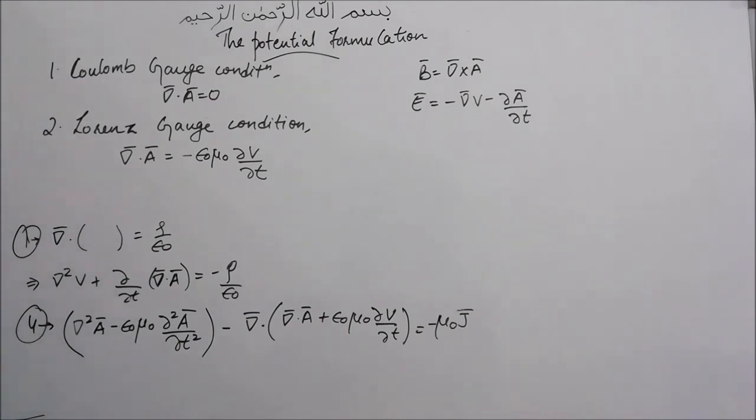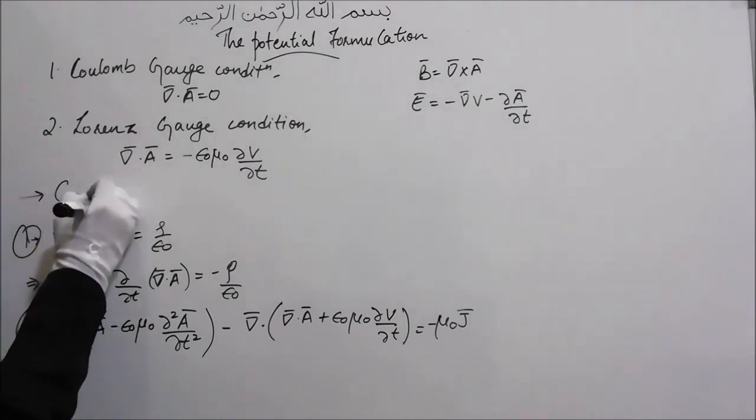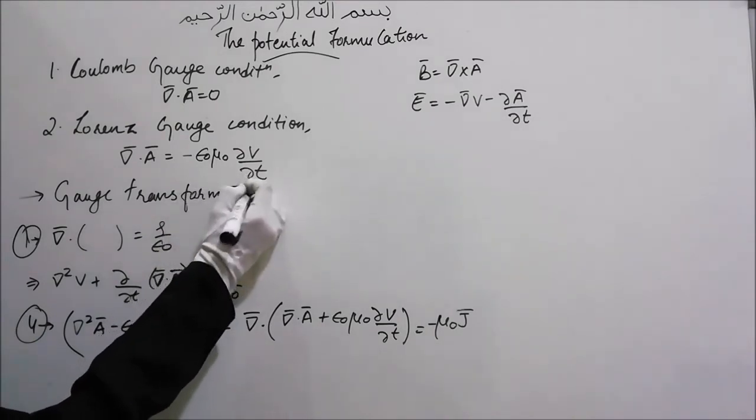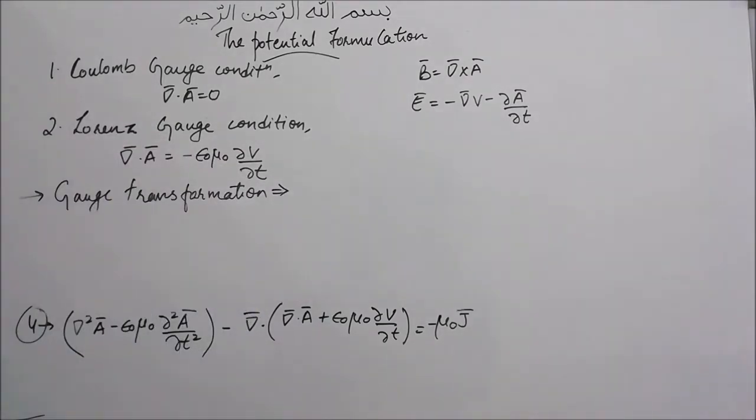These gauges are just two of many gauges, but what exactly is a gauge transformation? A gauge transformation, simply put, is a transformation which does not affect the electric and magnetic field, but the scalar potential and the vector potential will change. This type of transformation is called a gauge transformation.